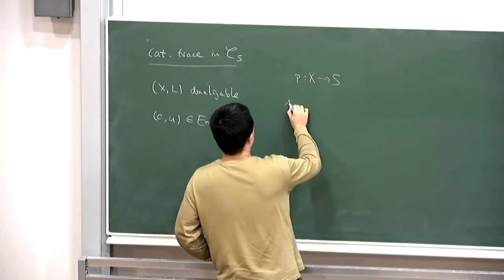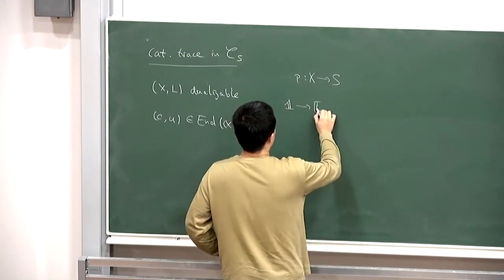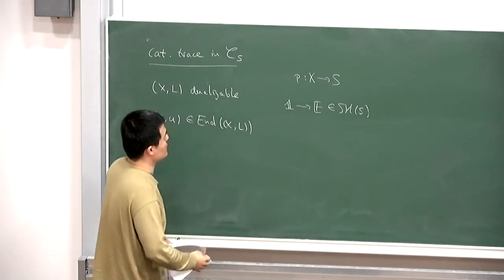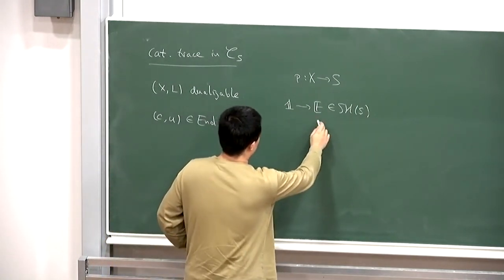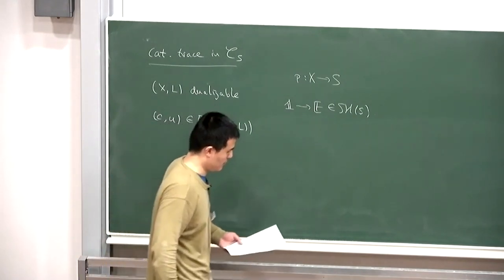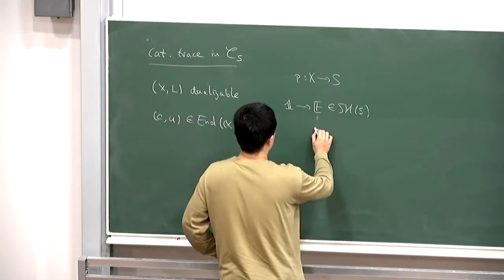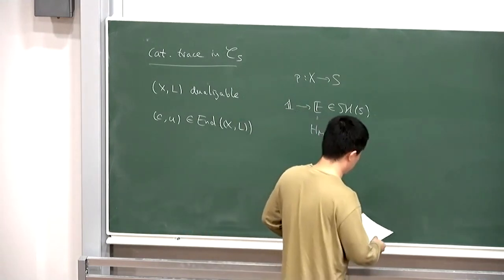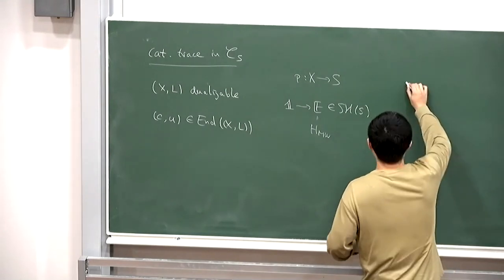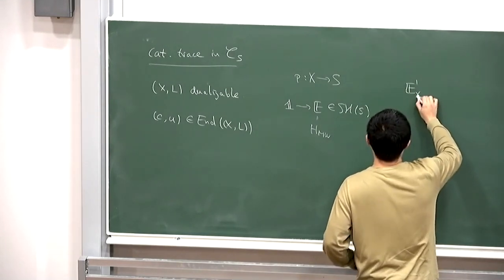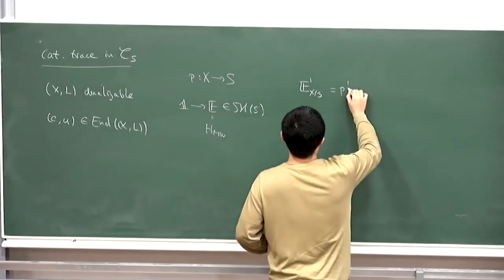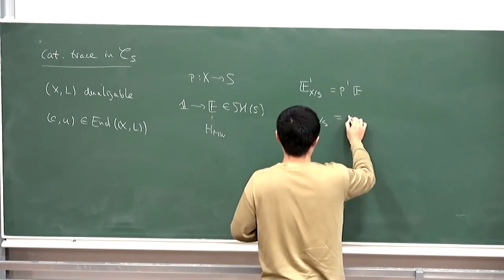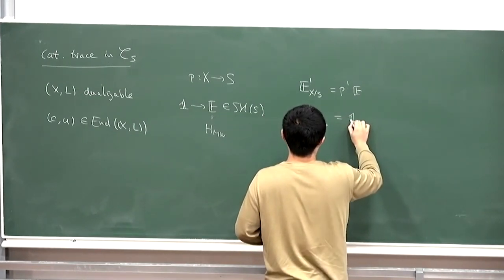And I will fix some map from E in SH of S, because we wish to take values in E-cohomology or Borel–Moore E-homology. So in our talk, E will be the Milnor–Witt spectrum or something like that. And I denote by E_X over S the p^! of E, and I denote K_X over S to be the unit's p^!.